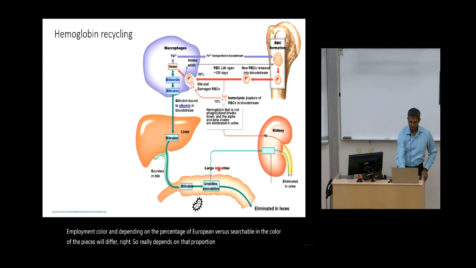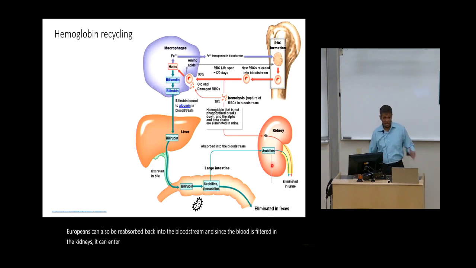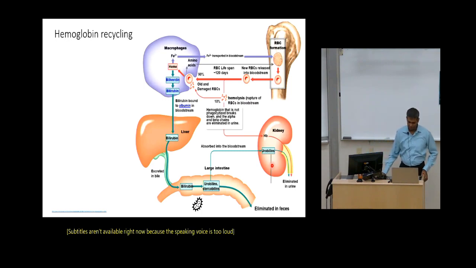Now some of the urobilins can also be reabsorbed back into the bloodstream, and since the blood is filtered in the kidneys, it can enter the urine, and it will give urine its characteristic yellow color, right, depending on the level of hydration of that individual.